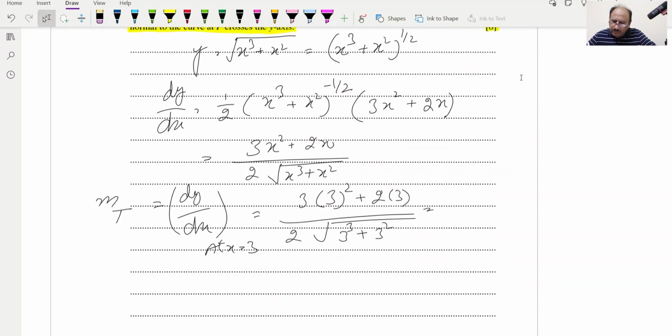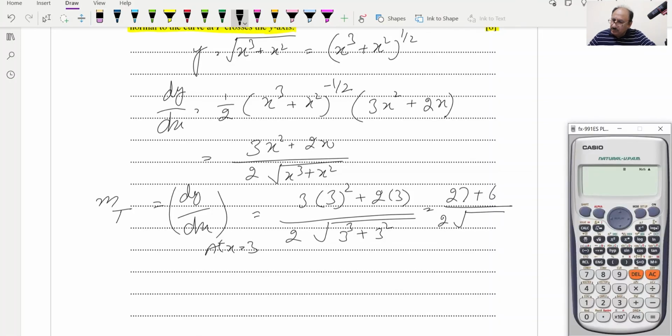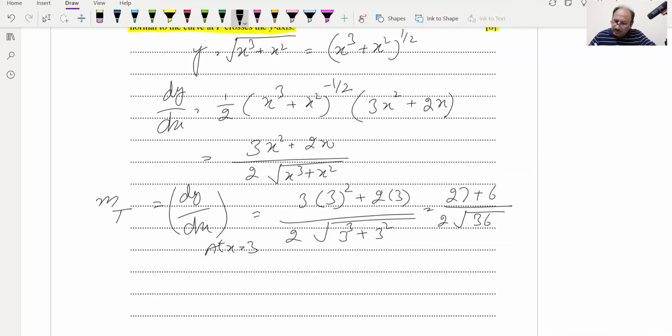For the numerator, 3 squared is 9, 9 into 3 is 27, plus 6. For the denominator, we can simplify: 2 times the root of 27 plus 9, so this will be 36, and the root is 6. We can rewrite it as 33 over 6 into 2, which is 12, so 33 over 12. We will be using this value.